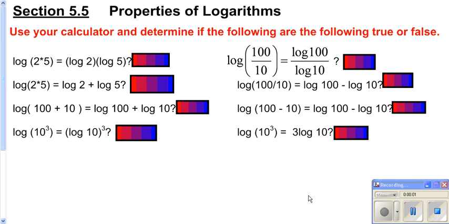Of logarithms. What I want you to do is to go ahead and use your calculator to work each one of these out. So pause the video so you can do that. Use the log button on your calculator.